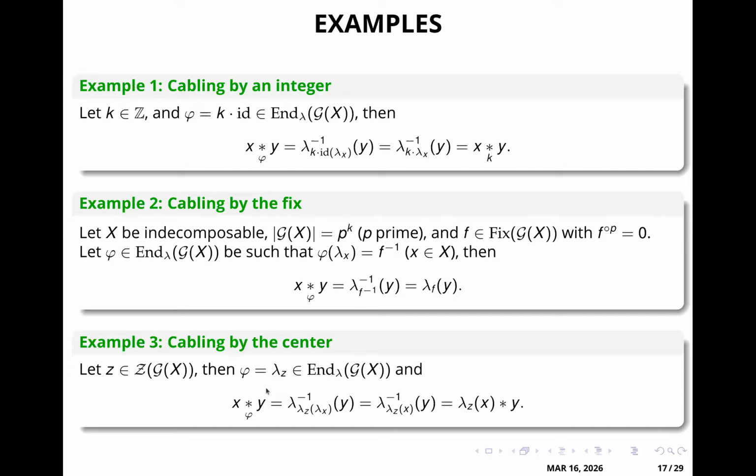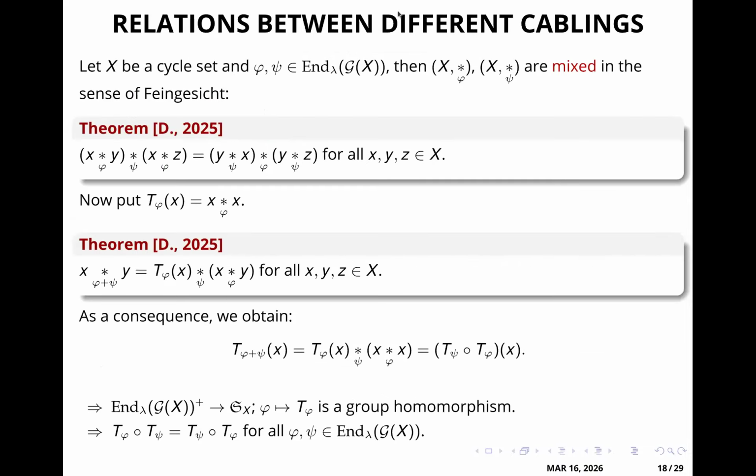Well, it turns out that cablings that come from lambda endomorphisms are mixed. And this is a condition that has already been found by Feingesicht in the context of classical cablings. It turns out that these endocable solutions satisfy a kind of mixed condition or a kind of matching condition.